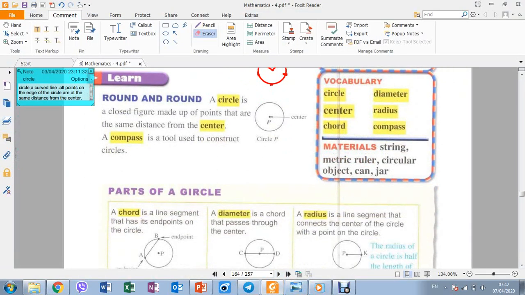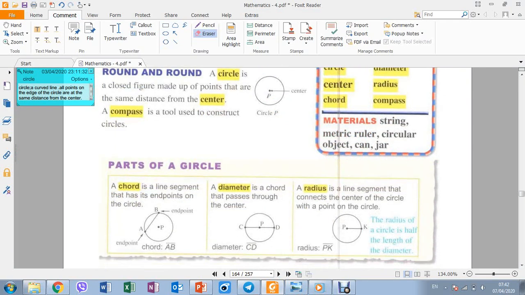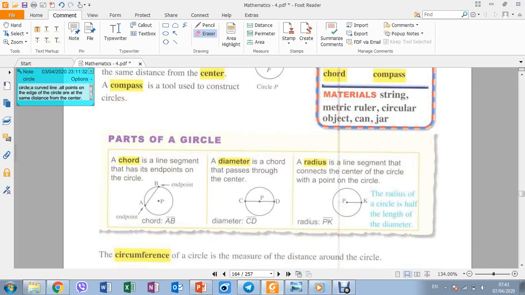Now we talk about other parameters of the circle. The first one is a chord. A chord is a line segment that has two endpoints on the circle. Look, what is the meaning of chord? For example, when we have a line segment that starts from one side of the circle to the other side, but it doesn't pass through the central point, it does not. So what is this called? Chord. This is called a chord.